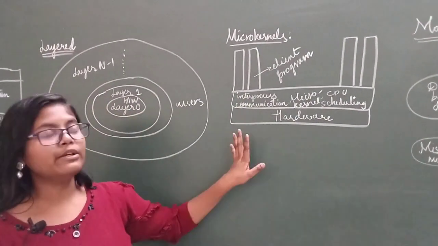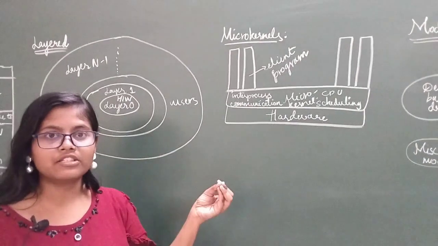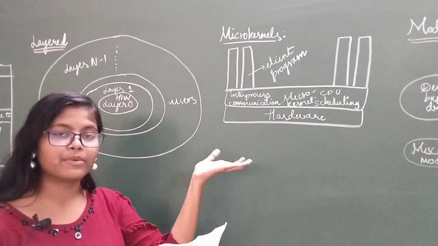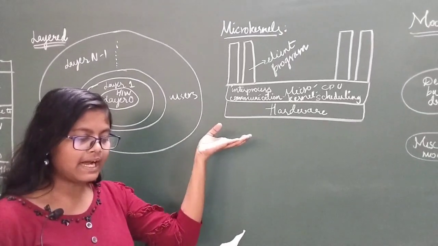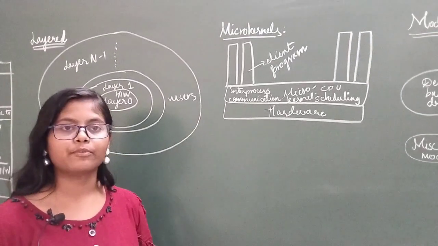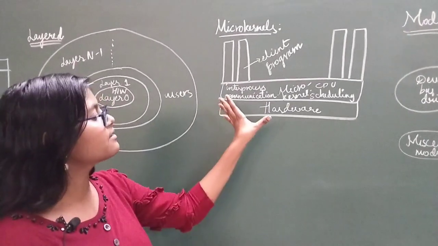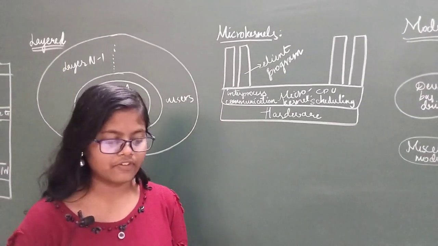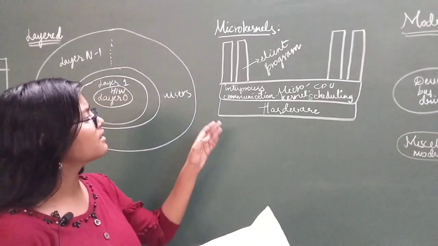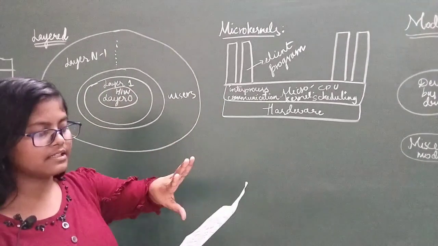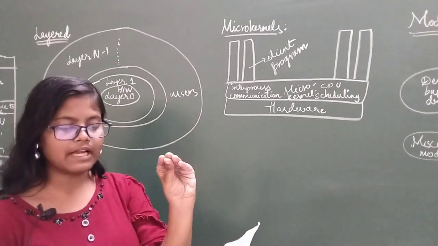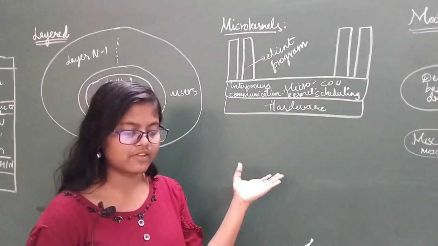So what we do is we remove the non-essential components from the kernel and implement them as system and user level programs. So you have the shortened kind of kernel, and this is actually portable to any kind of hardware. As I told, this results in a smaller kernel. It provides minimal process and memory management and communication facility.